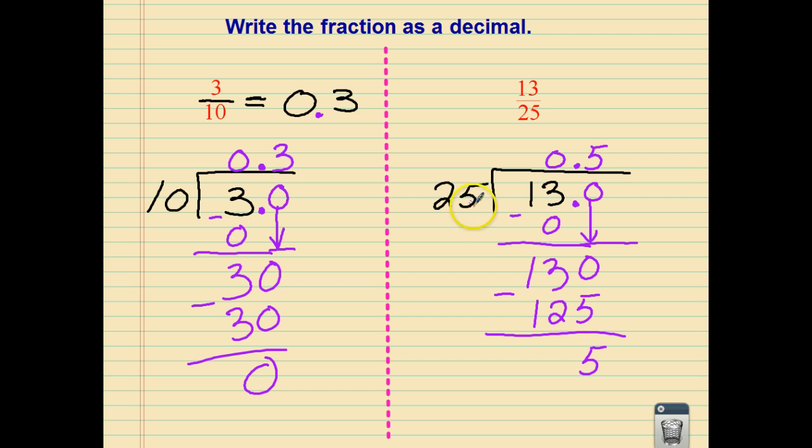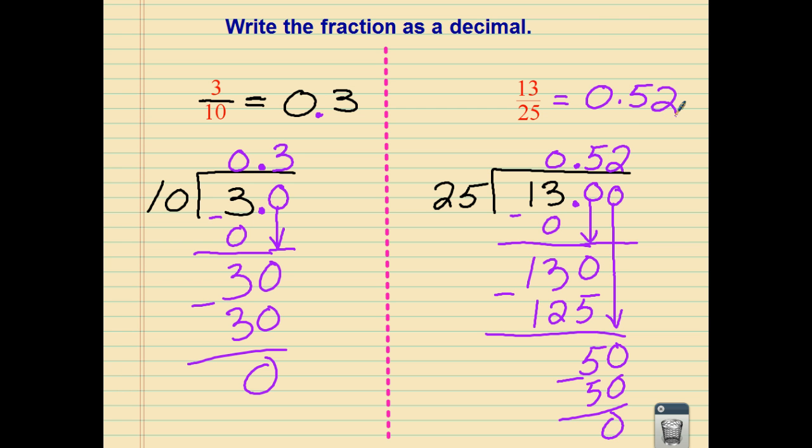So 25 cannot go into 5. We add a 0, bring it down, and let's see here. 25 goes into 50 2 times, and we have no more work to do. We ran out. We have no remainder. So the decimal form is 52 hundredths.